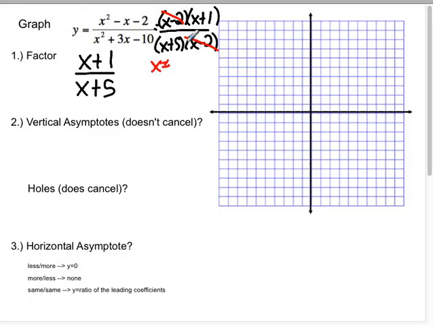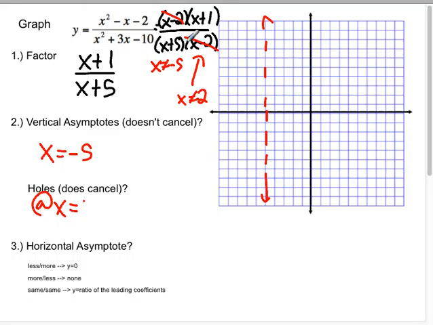This one that stays, x can't be negative 5, that creates my vertical asymptote. Okay, that's what creates a vertical asymptote. The hole is from the piece that canceled. So I have a hole at x equals 2. And we'll come back and plug that in a little bit. Okay, I just want to keep going in the same order for the sake of consistency.